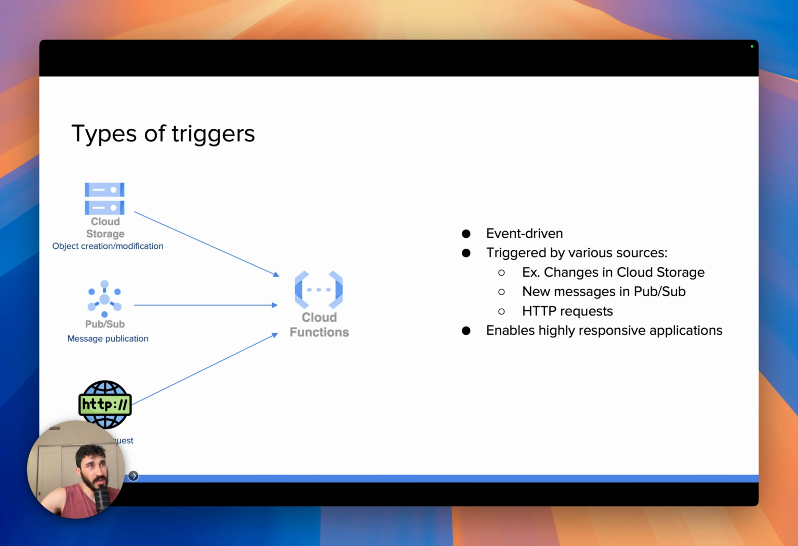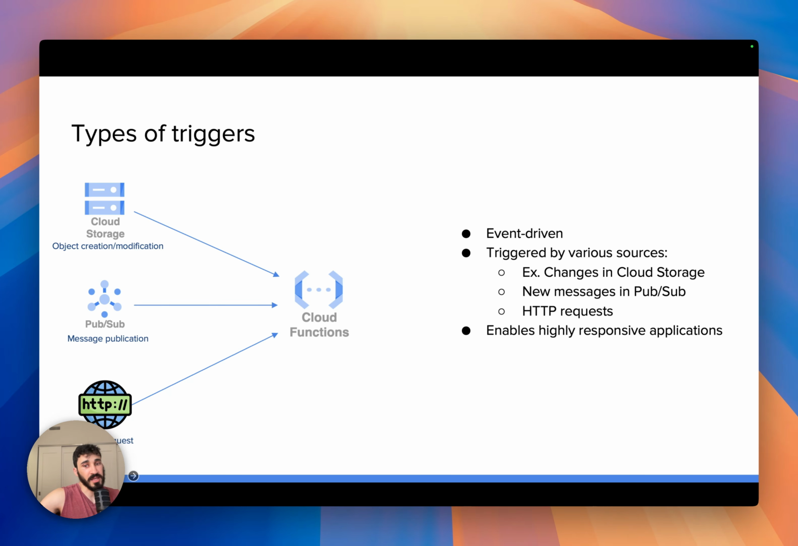For example, when a new file is uploaded or an existing one is changed in cloud storage, this can automatically trigger a function to process or analyze that file. Or a new message in a pub/sub topic, for example. A Cloud Function can listen for messages published to the topic. This is useful in scenarios when you want to respond to new data or events across different parts of your architecture, like sending a notification or kicking off a workflow.